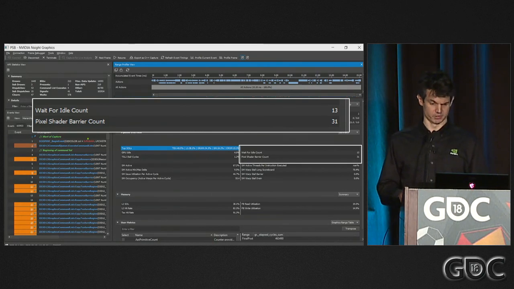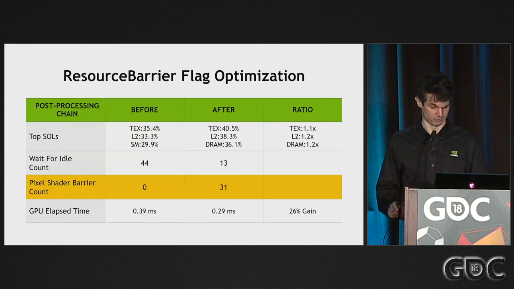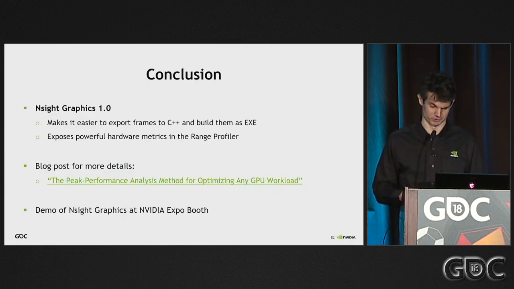And you can measure the number of wait-for-idles that you have and the number of pixel shader barriers that you have in any given range by looking here. I've done this test on a full screen post-processing chain that was just doing pixel shader passes and got this improvement, a 26% gain on this workload. You can see the wait-for-idle count got lower and the pixel shader barrier count got greater.